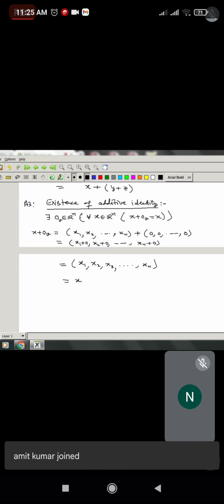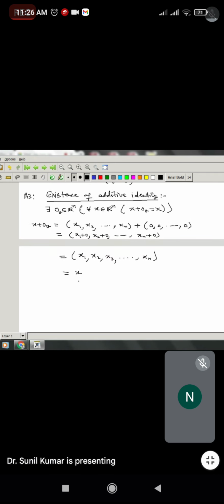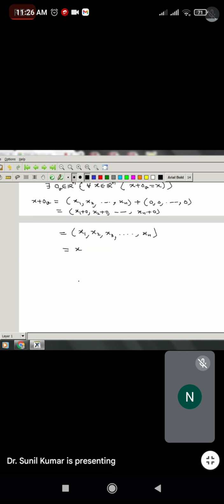There is no need to prove 0v plus x because in the first property we have shown that they are commutative. It satisfies the commutativity under addition. So x plus 0v is also equal to 0v plus x. Is this point clear to everyone? Yes, sir. Or quickly tell me what is A4? Existence of additive inverse.